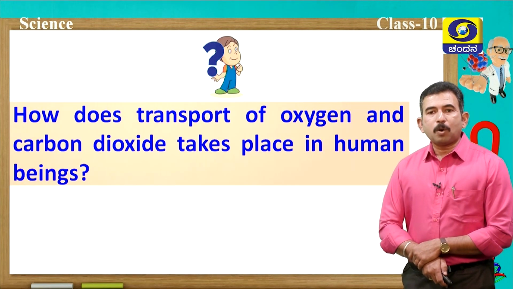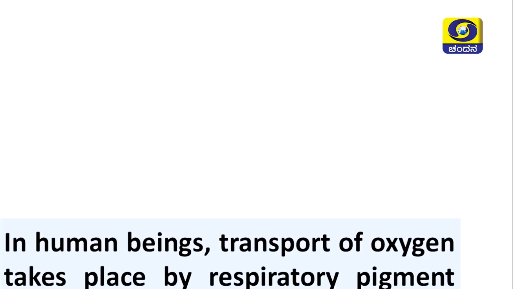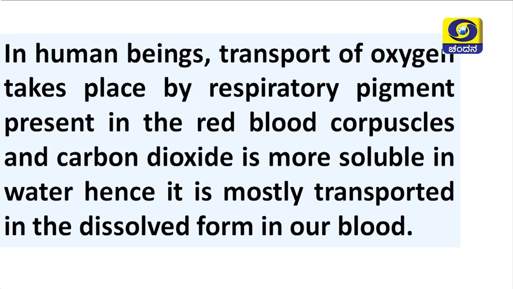One more question. How does transport of oxygen and carbon dioxide take place in human beings? Yes, you are right. In human beings, transport of oxygen takes place by respiratory pigment, which is present in the red blood corpuscles, and carbon dioxide is more soluble in water. Hence, it is mostly transported in the dissolved form in our blood.